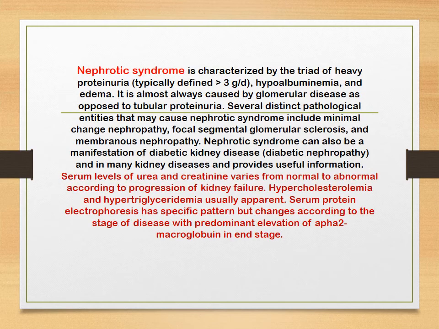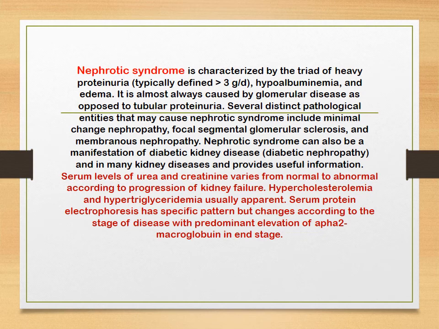Nephrotic syndrome is characterized by what? Not hematuria. There is a low count of blood cells in the urine, but it's characterized by heavy proteinuria, that is more than 3 grams per day. There is hypoalbuminemia, there is edema. Also, hypercholesterolemia and hypertriglyceridemia are apparent. Why? Due to a compensatory mechanism of the liver to compensate for the lipoproteins excreted into the urine.